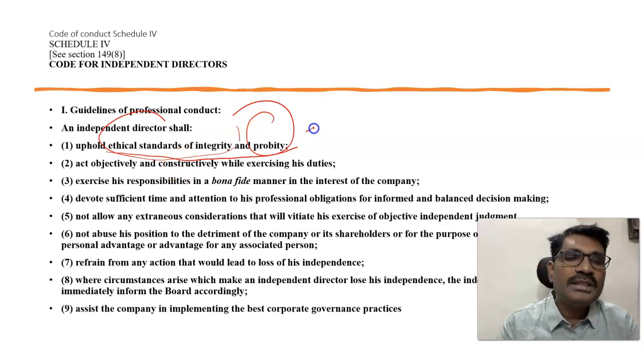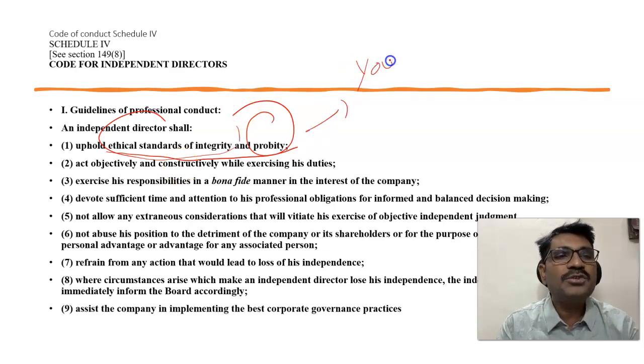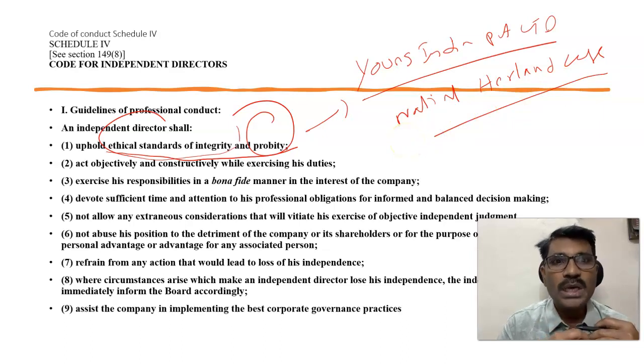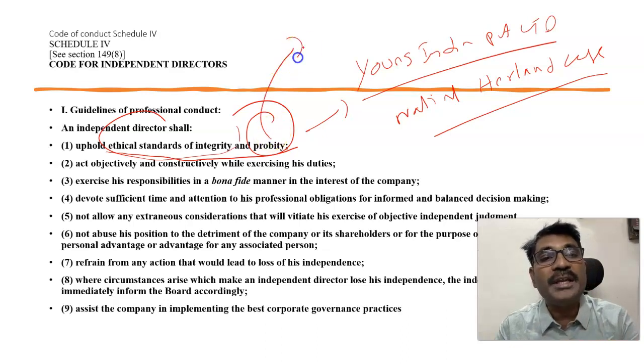probity. Because in recent days, one of the cases going on, the Young India Private Limited case, the trial is going on in the special courts. This case is also known as the National Herald case. So everybody knows very high-profile people are involved. If you see the Young India Private Limited versus Dr. Subramanian Swamy judgment, the High Court of Delhi has ordered that an investigation and a trial have to be conducted on the ground that some of the directors have violated the principle of probity.